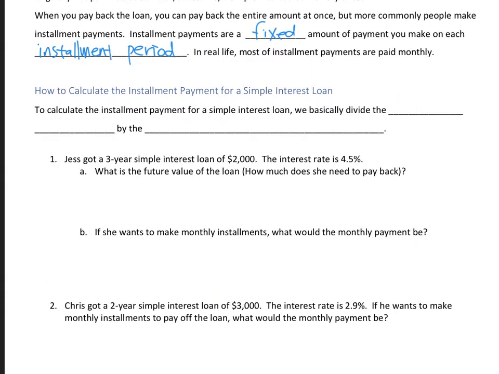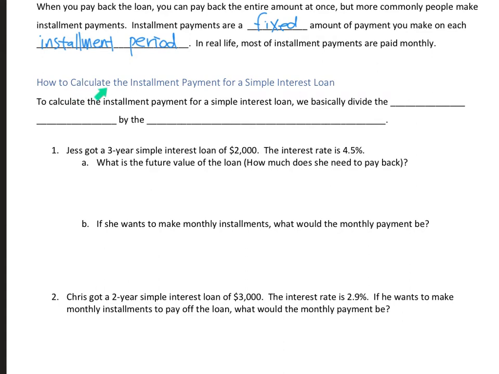All right, let's look at the next part. How do you actually calculate the installment payment for a simple interest loan? To calculate it, we basically divide the future value, that's how much you have to pay back, by the total number of payments, right? So if you have to pay back $100 in 10 payments, you're paying $10 each. 100 divided by 10 is 10.